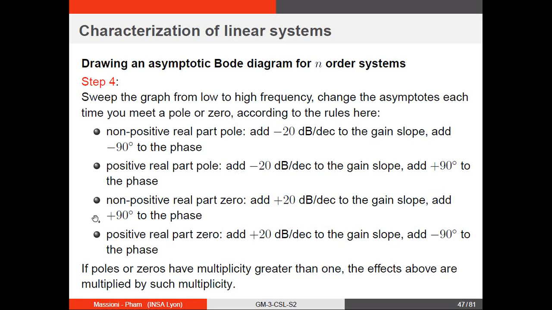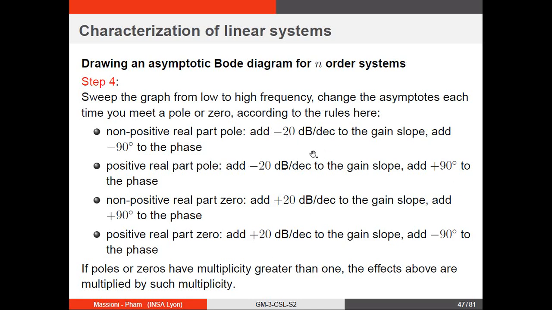And then when we have zeros, we add plus 20 decibel per decade to the slope in both cases, and if they are non-positive real part zeros, plus 90 degrees to the phase, otherwise minus 90 degrees. And if there are multiple poles or zeros, for example those coming from a second degree term, then the effect is multiplied by 2. If you have a double pole, then you add minus 20 dB twice, so minus 40. These terms are added. It doesn't mean that it goes to minus 20.